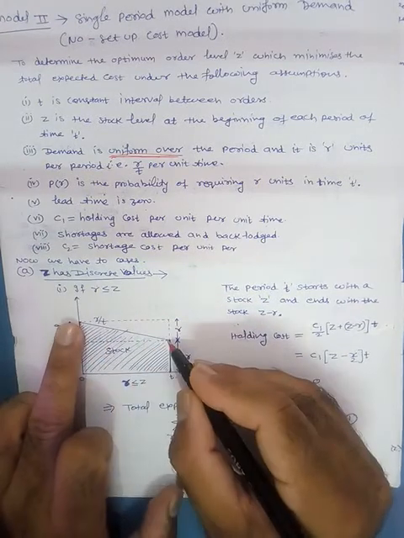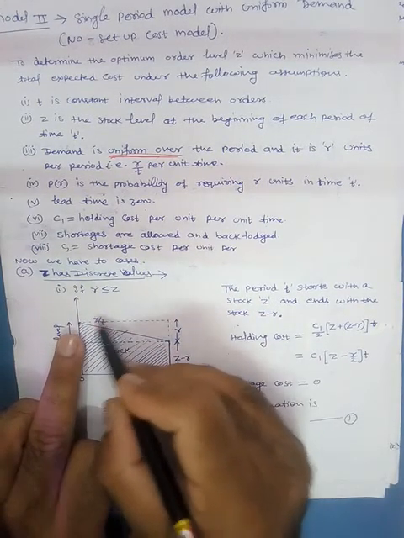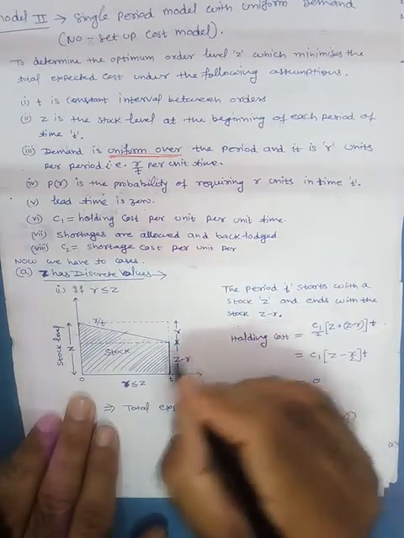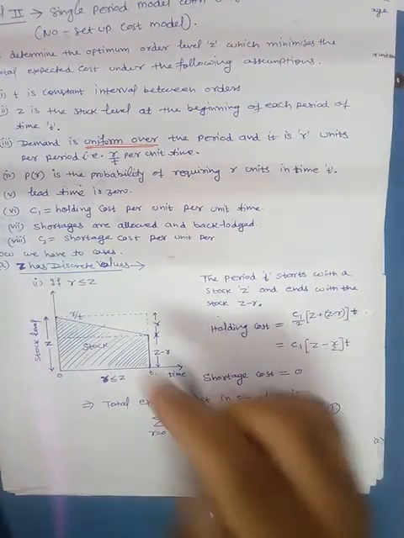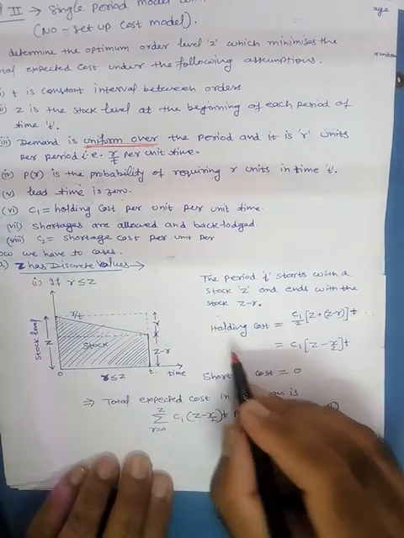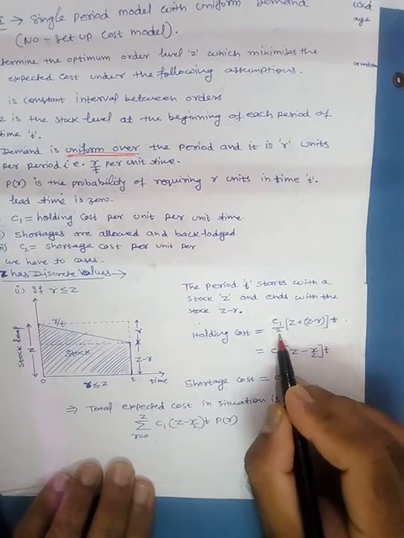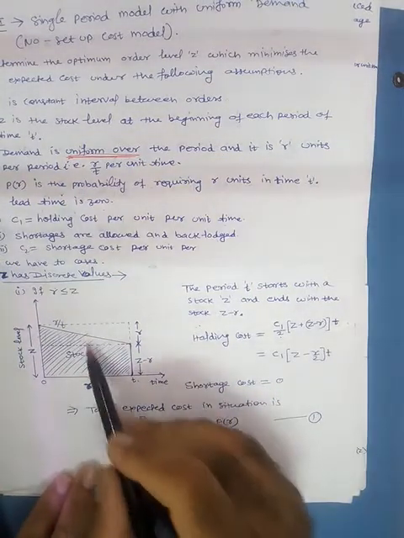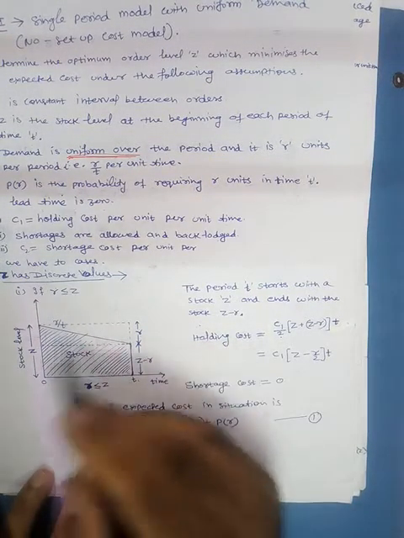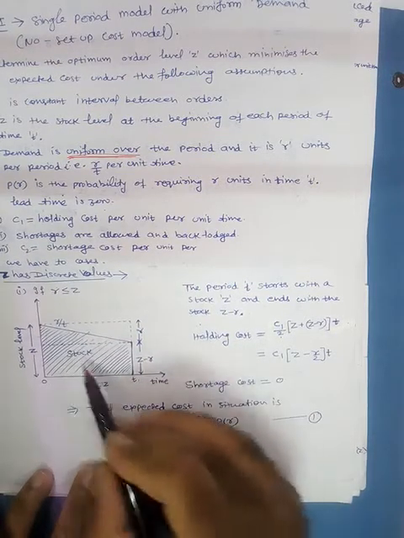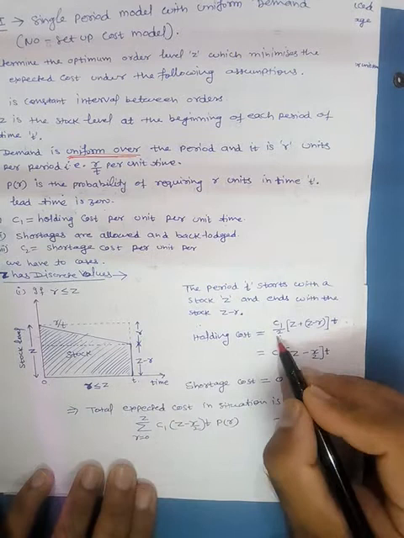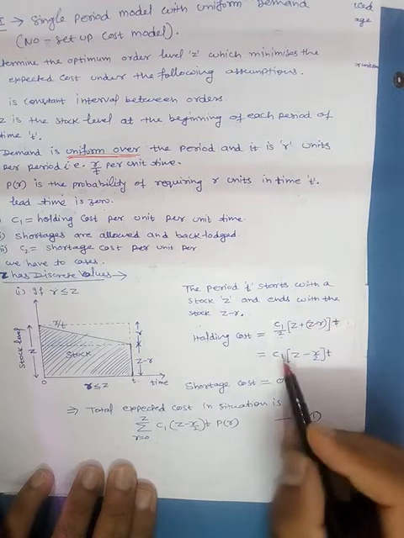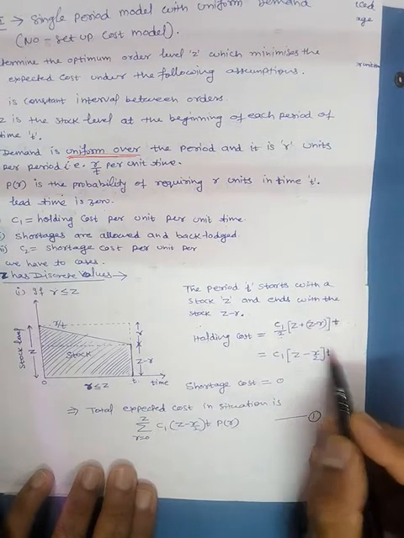So we just join these two. Per unit time demand is R by T. After time T, R units finish, so ultimately Z minus R is the remaining stock. Now based on this diagram, the holding cost is C1 into the area of this figure. What is the area? Z plus Z minus R by 2, into this distance T. So C1 by 2 into Z plus Z minus R, into T. After simplifying, we get C1 into Z minus R by 2, into T. So this is the holding cost.